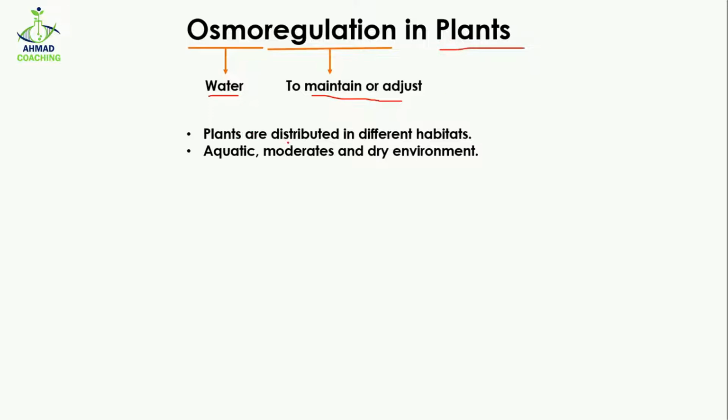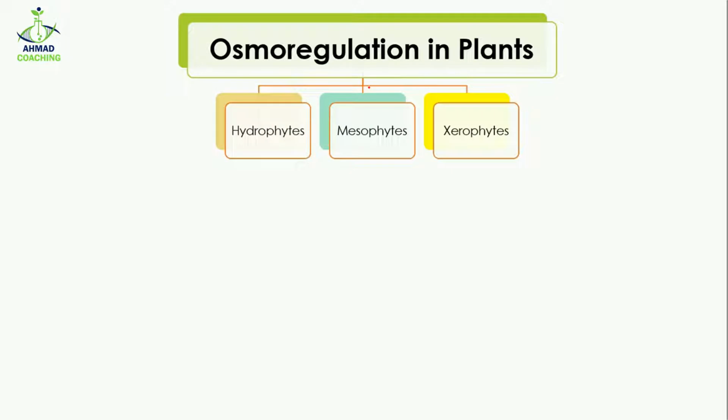Plants are distributed in different habitats, which include aquatic, moderate, and dry environments. Depending on their environment, they have different features to osmoregulate. We have three types of plants depending upon their environment: hydrophytes, mesophytes and xerophytes.